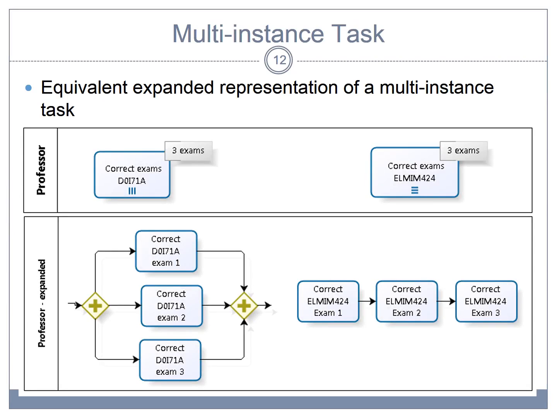So you see on the left-hand side, correcting 3 exams in parallel. It's the same as having a parallel split followed by 3 activities. Correct the first exam, correct the second exam, and correct the third exam. And then a parallel join. When all 3 activities are terminated, the multi-instance activity is terminated as well. On the right-hand side, you see the sequence. So it means you first correct exam 1, then exam 2, then exam 3.